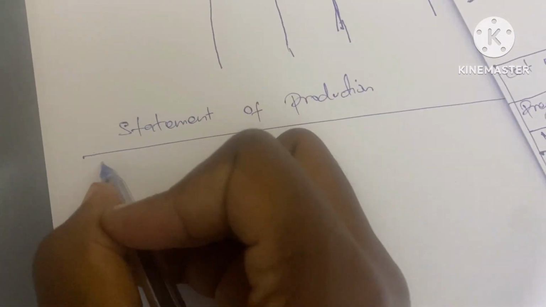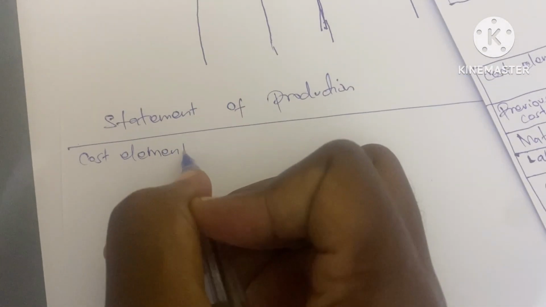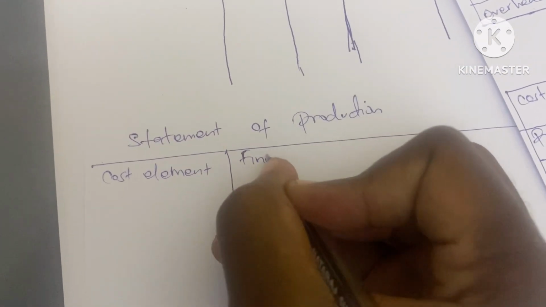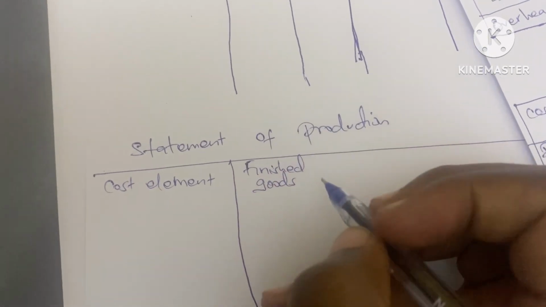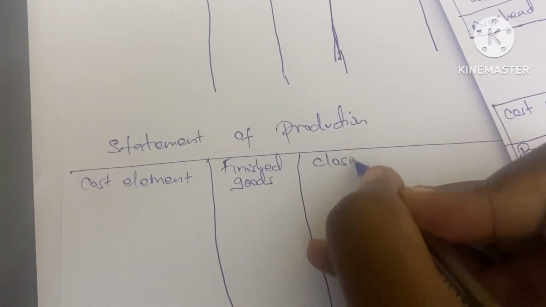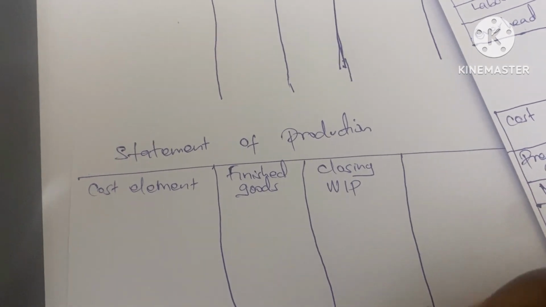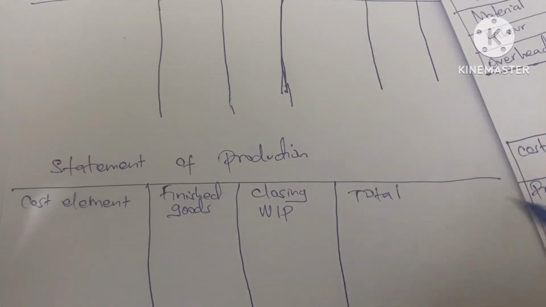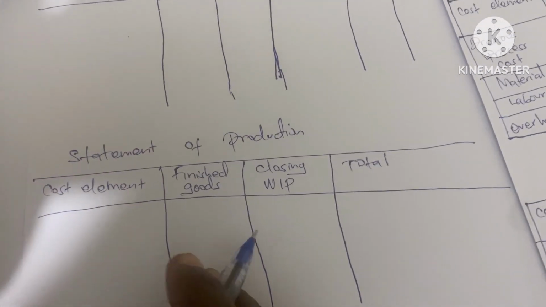So we are going to have cost element, finished goods, closing work in progress, then we get the total. Since this time we don't have an abnormal gain or loss, yeah, like that. So that will be the formatting.